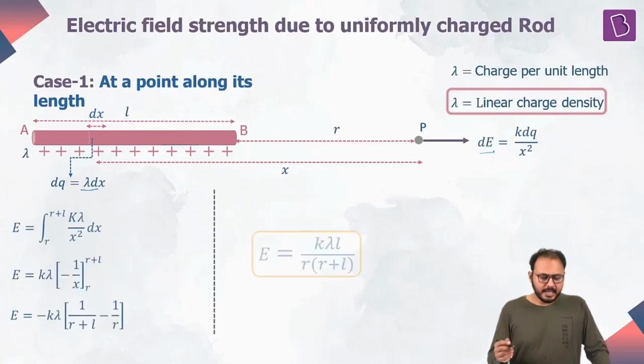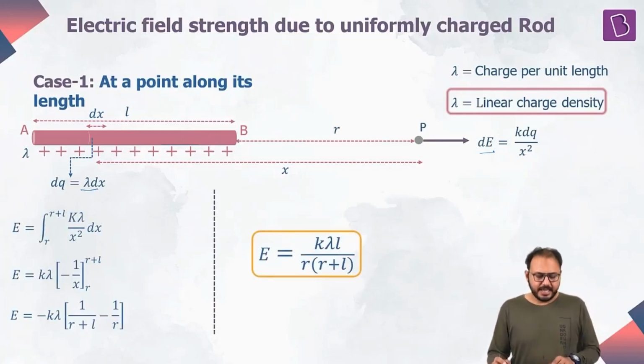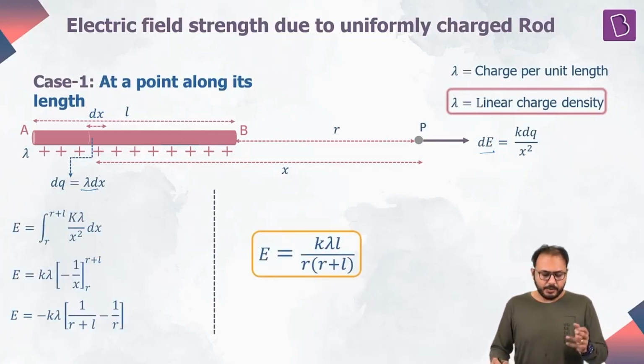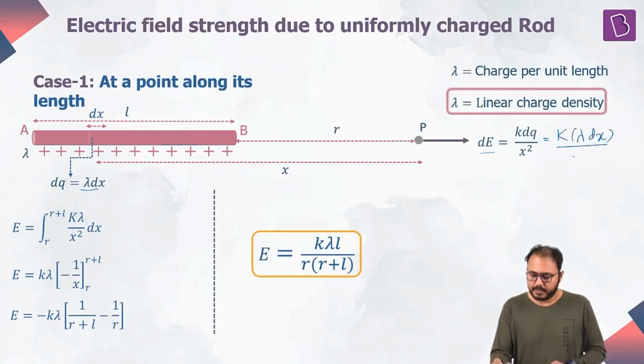So the electric field in totality is the integration of dE, which is the integration of k lambda dx by x square, because I just put the value of dq in that expression, right? I put the value, k lambda comes out. Integration of dx by x square is minus 1 by x. Lower limit r, upper limit r plus l. How is that? R is for B, r plus l is for A.